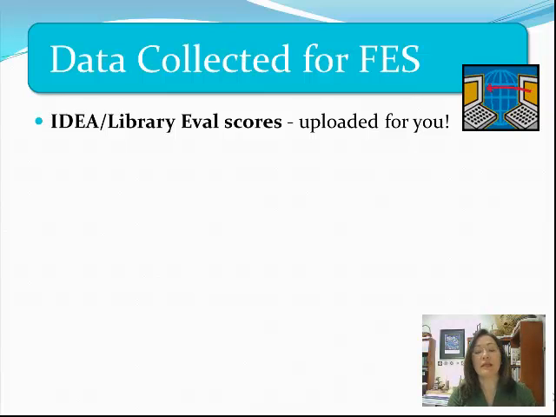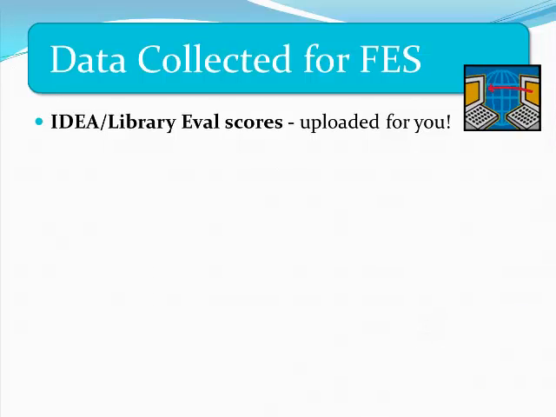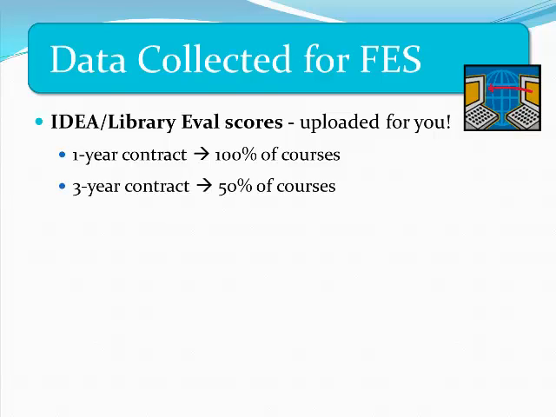Some of the data that will be collected in FES is similar to CFEP, and some of it will be different. IDEA scores is one that is the same. 2 differences, however, include automation. We are working toward getting these loaded automatically for you onto Activity Insight. The second is the number of courses that will be evaluated with IDEA. If you are in a 1-year contract, 100% of your courses must be evaluated with IDEA. If you are in a 3-year contract, 50% of your courses must be evaluated with IDEA. And if you are in a 5-year contract, only 30% of your courses must be evaluated.